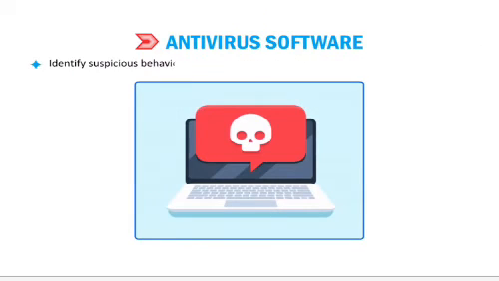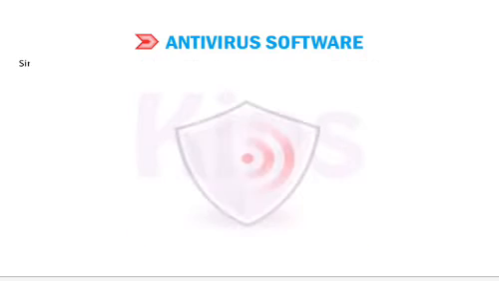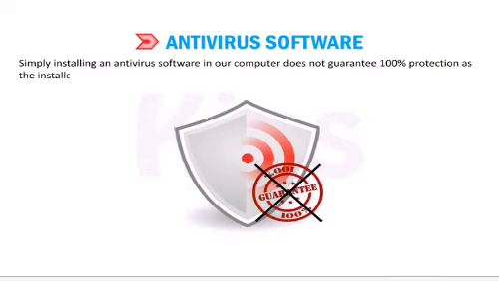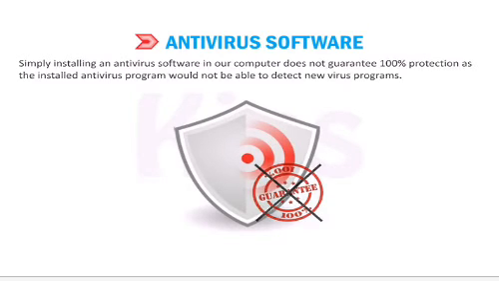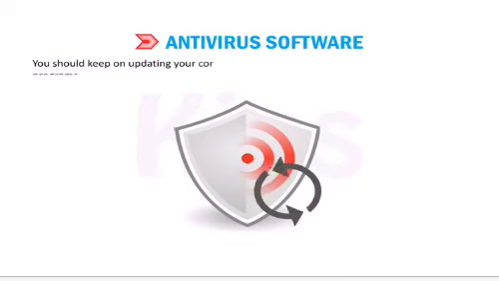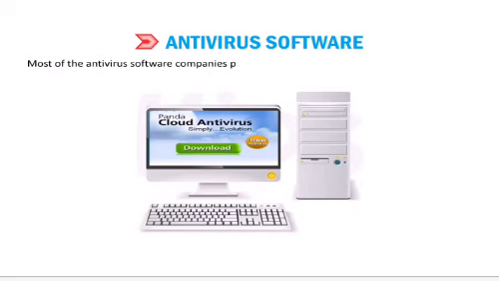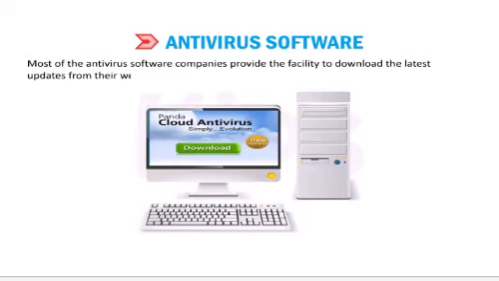Identify suspicious behavior from any computer program that might indicate infection. Simply installing antivirus software in our computer does not guarantee 100% protection, as the installed antivirus program would not be able to detect new virus programs. You should keep on updating your computer with the latest versions of antivirus programs. Most of the antivirus software companies provide the facility to download the latest updates from their websites.